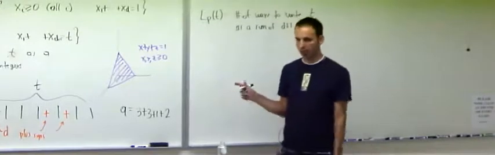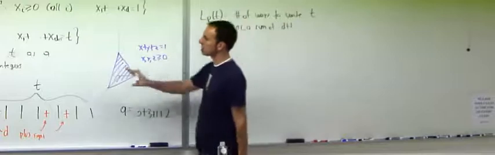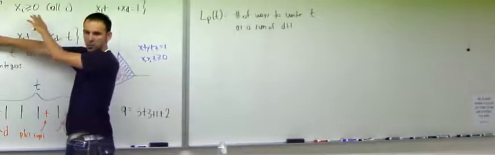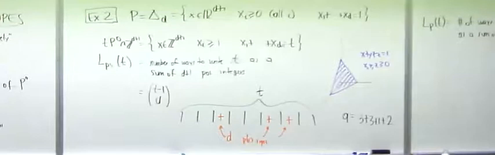Now I'm looking for points anywhere in the polytope, which means that instead of x_i bigger than or equal to 1, I have my original inequality x_i greater than or equal to 0. So I'm looking for ways of writing t as a sum of d plus 1 non-negative integers.